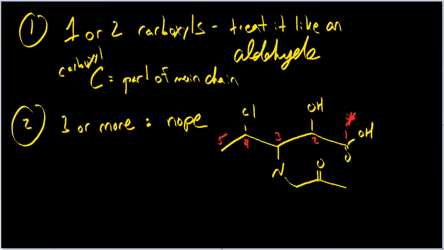And we're going to have a number of prefix groups. So here we have a hydroxy. Here we have a chloro. Here we have an amino.